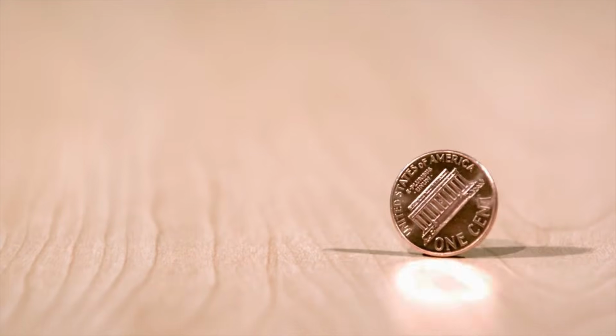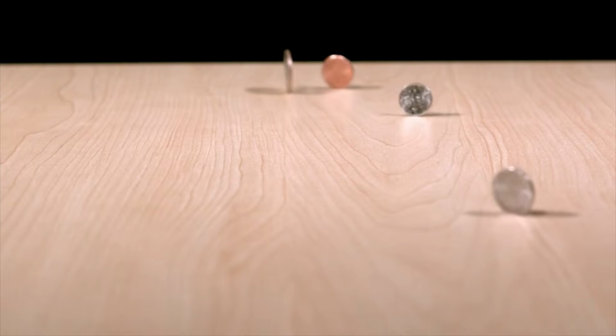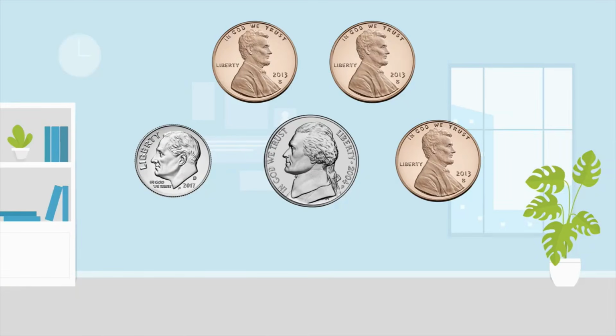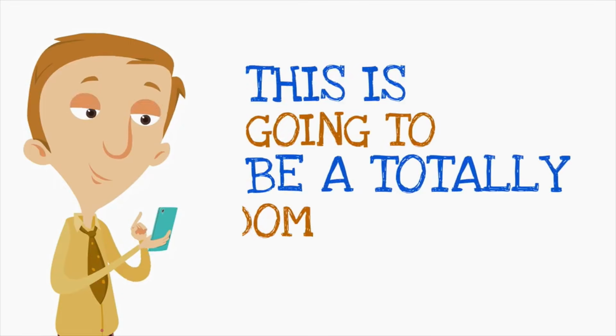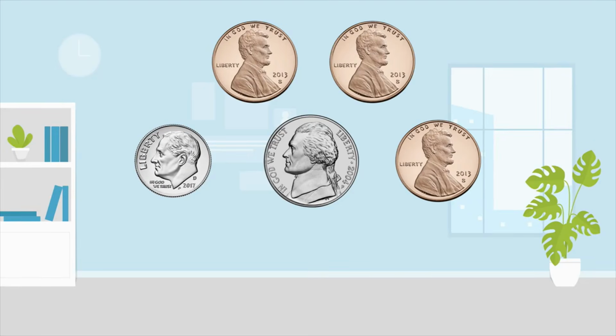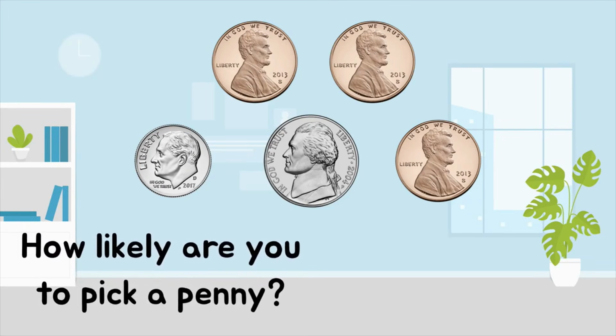Look at this spinning penny, and it might look like the penny's alone. Don't worry, the penny has coin friends. Let's say you have these 5 coins: 3 pennies, 1 dime, and 1 nickel. You decide to randomly pick a coin to spin on a table. This is going to be a totally random pick. You aren't going to peek.